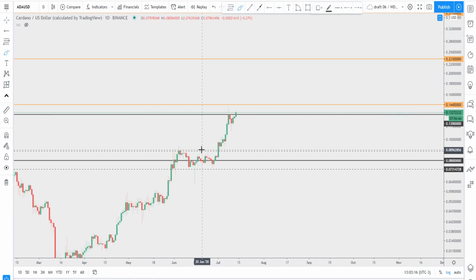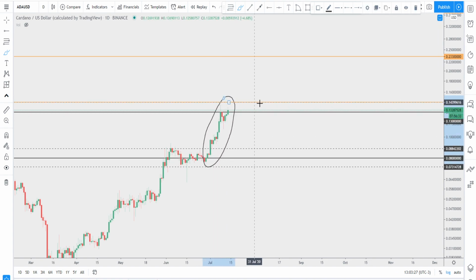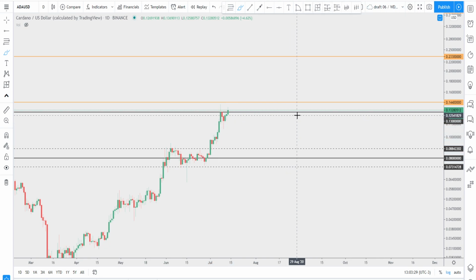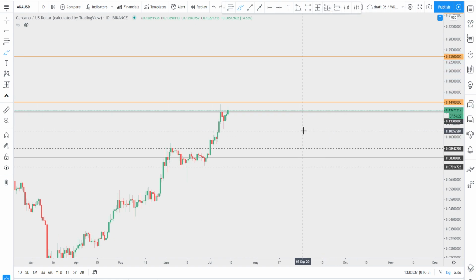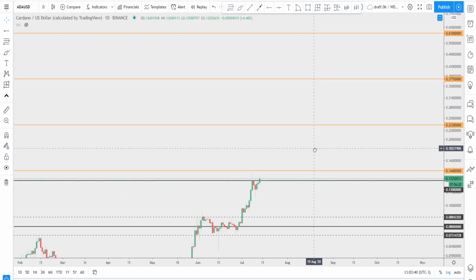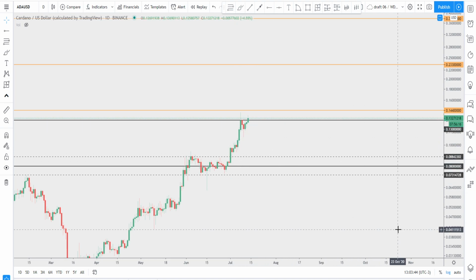Yes, so here we had a beautiful continuation pattern. As you guys can see, take a look at this, how the price behaves inside these ranges. It's like a ladder, right? And we have many above. As you guys can see, let's see how this is going to play out. Nothing clear on the daily.